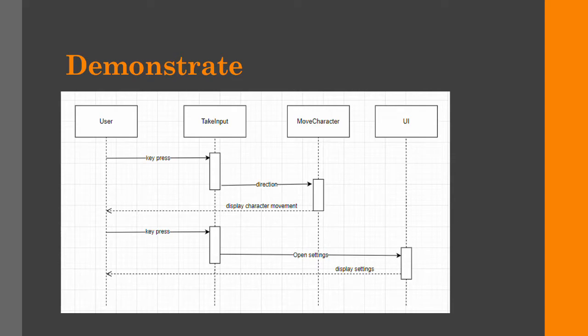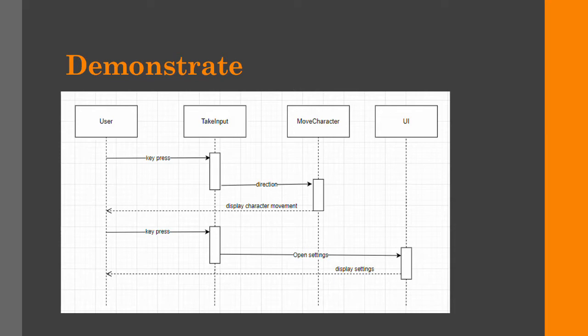Interactions are shown using boxes, lines, and arrows like all UML diagrams. Time progresses from top to bottom. In this example, the four interactors would be the user, take input, move character, and UI. The vertical dashed lines represent the timeline, also known as lifelines. First, the user sends a message to the take input in the form of a key press, represented by a solid arrow. The take input then interprets the message and sends the direction message to move character.